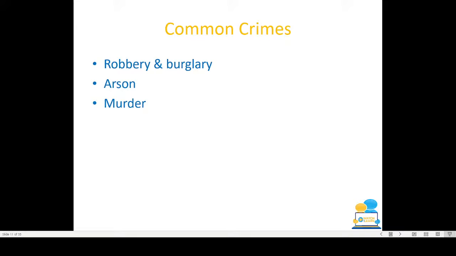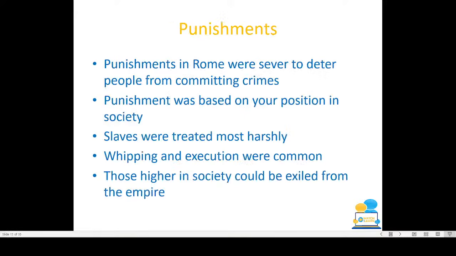And then if the evidence was deemed sufficient, then it would lead to some of the punishments, which we are going to have a look at next. But these are 4 kind of common ones that we're going to look at here. These are probably the 4 most common crimes that happened in ancient Rome at this time. And then if we move on here, we are going to have a look at punishments.